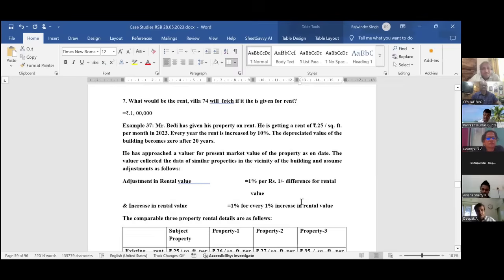So next example: Mr. Bedi has given his property on rent. He is getting a rent of 25 rupees per square feet per month in 2023. Every year the rent is increased by 10%. The depreciated value of the building becomes zero after 20 years.